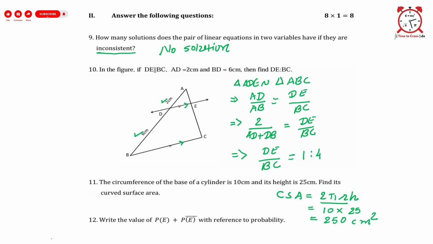Next question: the sum of the probability of an event and the probability of not the event. We have to write the value of the probability of the event plus the probability of the event not done. With reference to probability, we know that their sum is always 1.